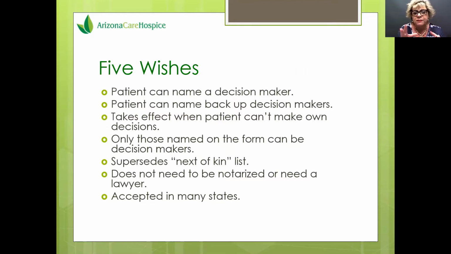So it names a decision maker. You fill out this book. You can name backup decision makers. It takes effect when you can't make decisions. Only those people that you have listed on the form can make those decisions. It supersedes next of kin. And as with many other things, it does not need to be notarized or need an attorney, but it is accepted in many states. And a lot of people choose to go that route.